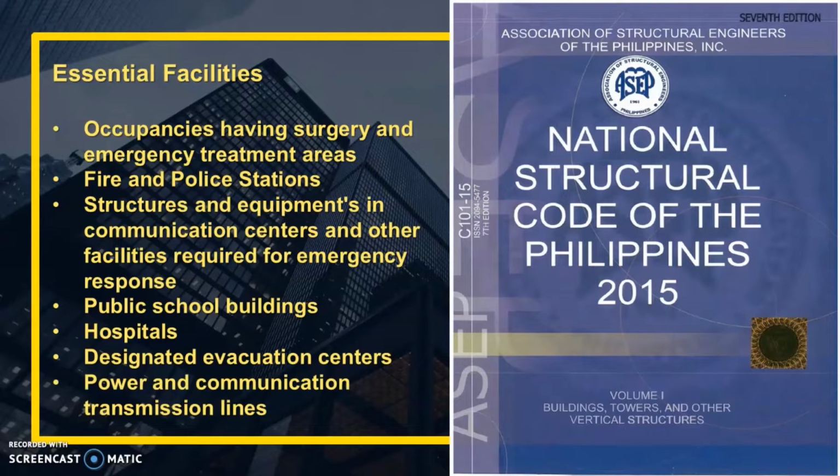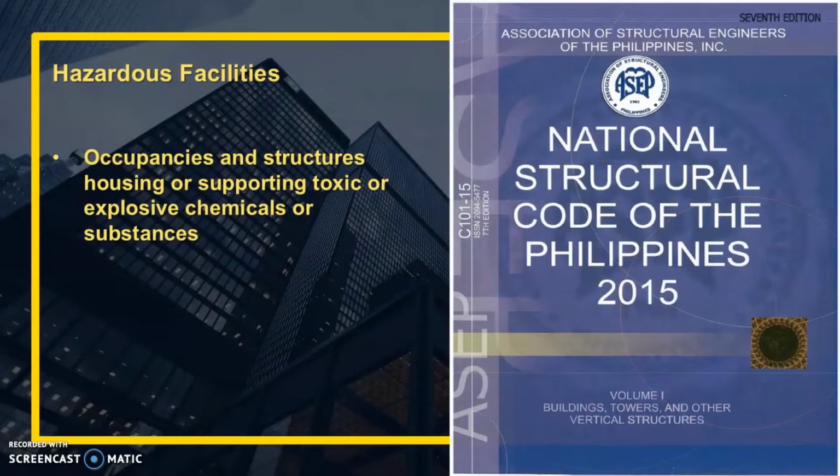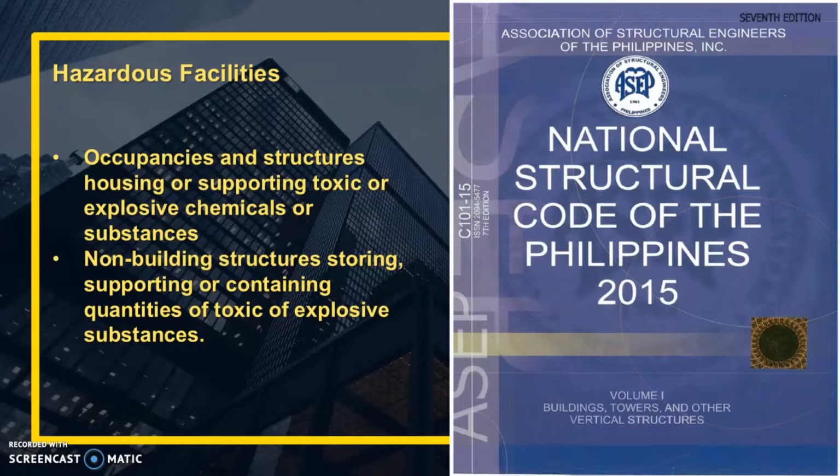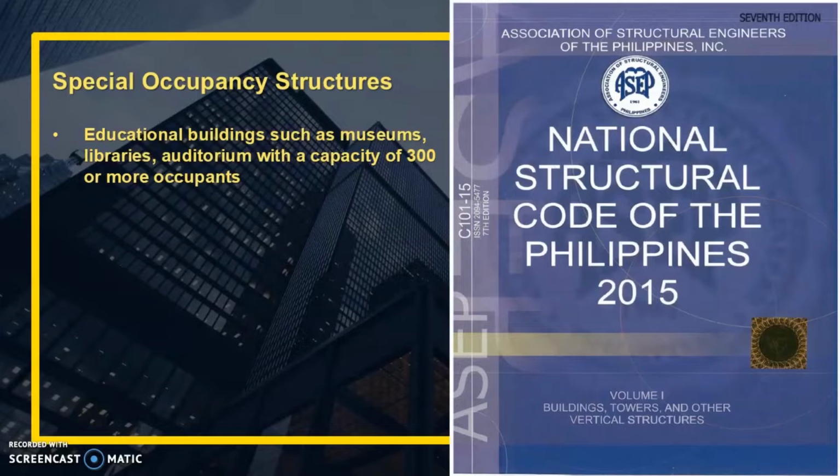communication transmission lines. And we have also another example, hazardous facilities. We have occupancies and structures housing or supporting toxic or explosive chemicals or substances. And another example of hazardous facility, we have non-building structures storing, supporting, or containing quantities of toxic or explosive substances. Another category of occupancy, we have special occupancy structures.